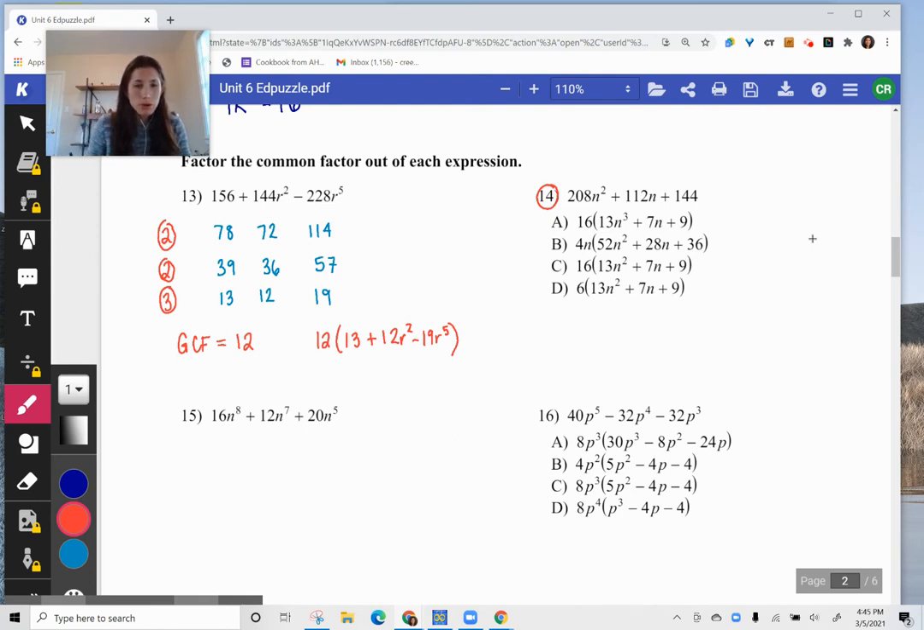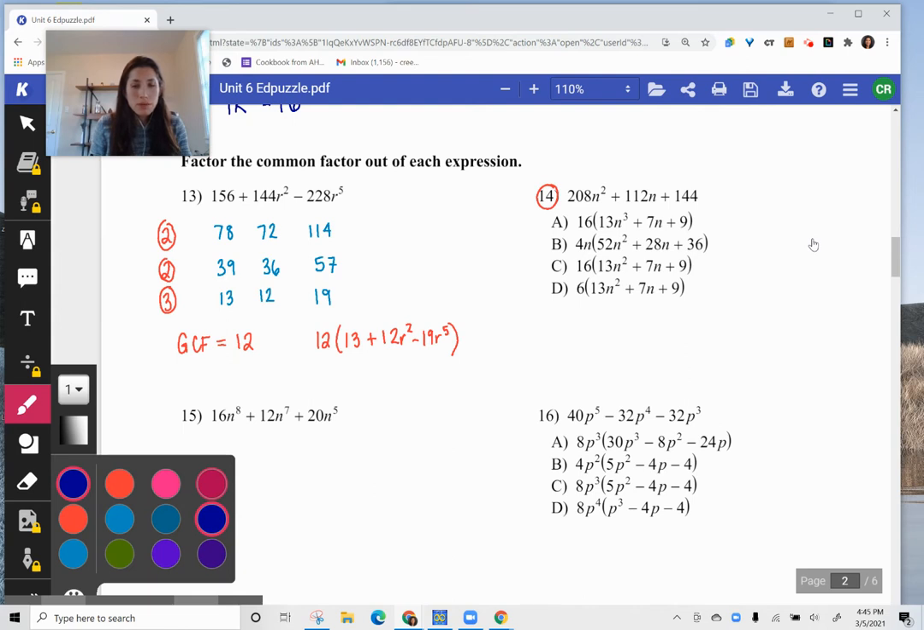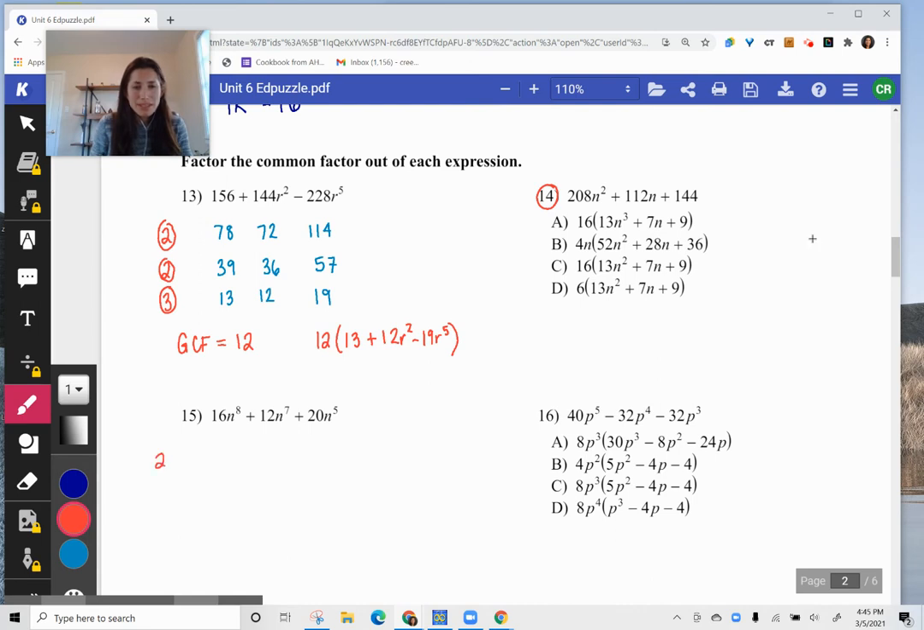Okay, question number 15. First thing we might want to do is look for numbers that go into each of these. I know 2 goes into each of them. I always like to start with 2s, with my even numbers. So 16 divided by 2 is 8. 12 divided by 2 is 6. 20 divided by 2 is 10. Oh, good. 2 goes into both of these again. And I get a 4. 2 goes into 6 3 times and into 10 5 times. And then now there's no common factor. So I know my greatest common factor is 2 multiplied with 2. And so 2 times 2 is 4.